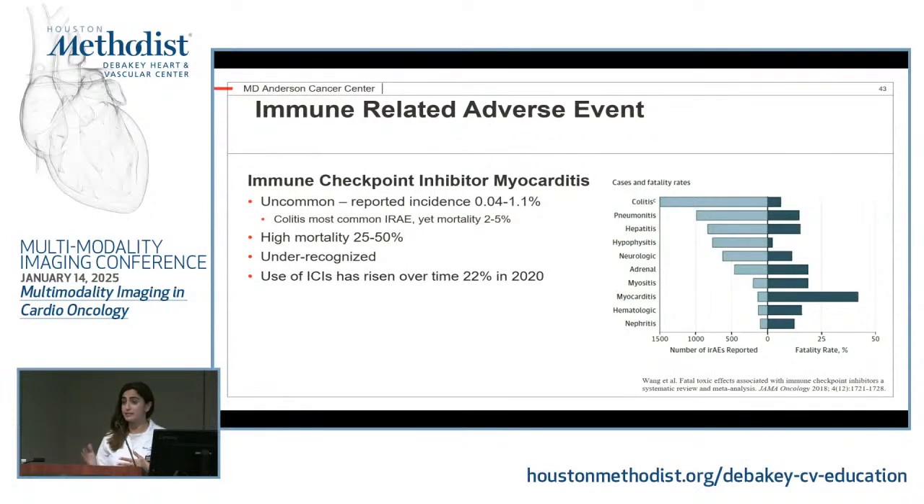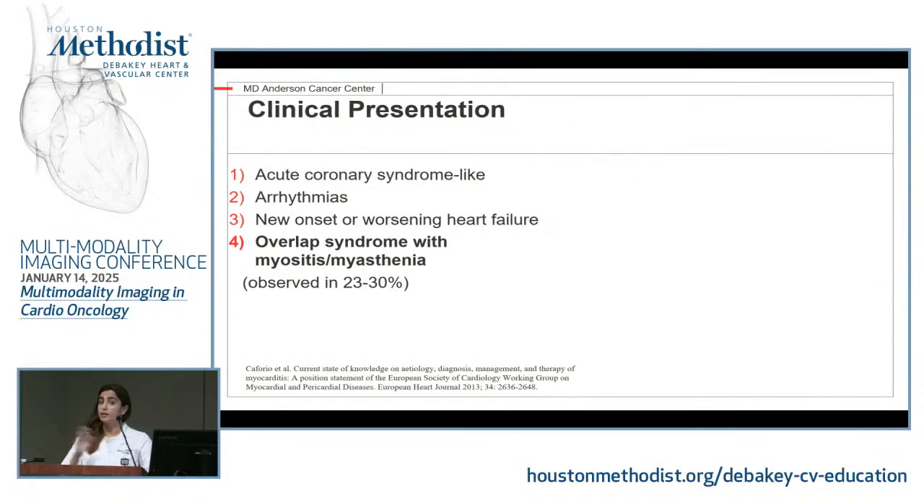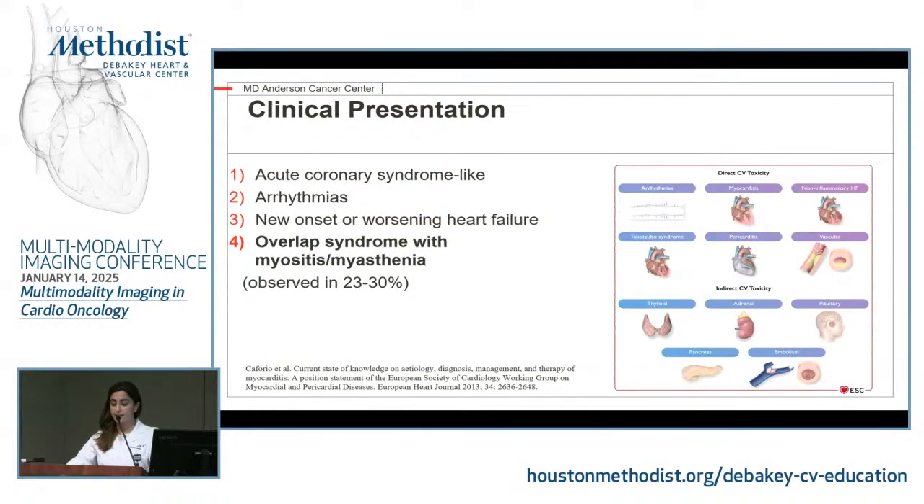Thankfully, myocarditis is not one of the more common ones, but the mortality is extremely, extremely high. It's under-recognized, and now with the advent of this push for immunotherapy to be a mainstream part of anti-cancer treatments, I'd say in 2020 they published that 22% of cancer patients are receiving immunotherapy. As we see it, more than a third of our patients now are on immunotherapy, and it's likely headed to a much higher rate. So this is a problem for all of us to start recognizing.